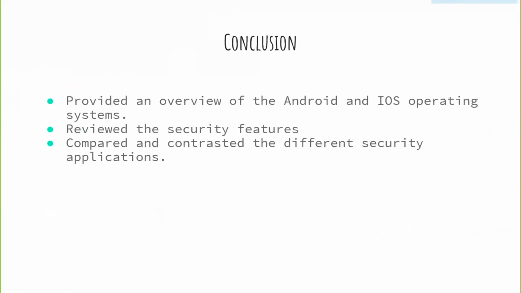To conclude, it is important that we recognize all the security features that are found in our mobile devices today to protect all of our data. In this presentation, we provided an overview of the Android and iOS operating systems. We reviewed their security features, and we compared and contrasted the different security applications found in these devices.